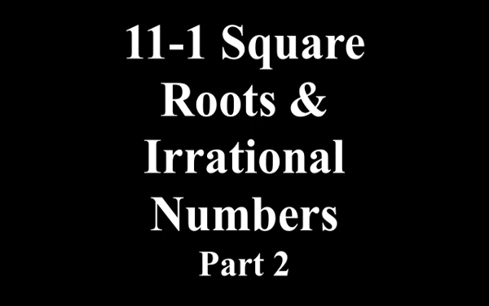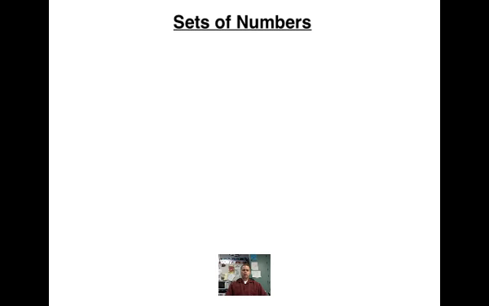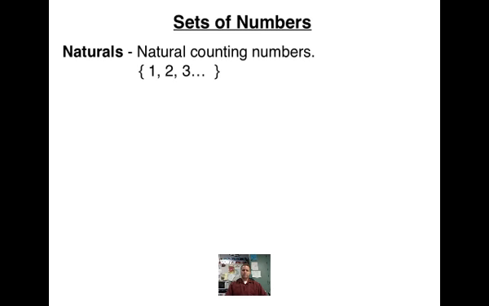11-1, square roots and irrational numbers, part 2. All right, we're going to talk about different sets of numbers right now. First kind of set we have is the natural numbers. These are the natural counting numbers, the ones that you learned when you were first starting to learn how to count. 1, 2, 3, 4, 5, 6, 7, 8, 9, 10, and so on.